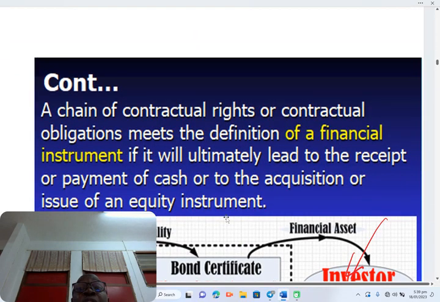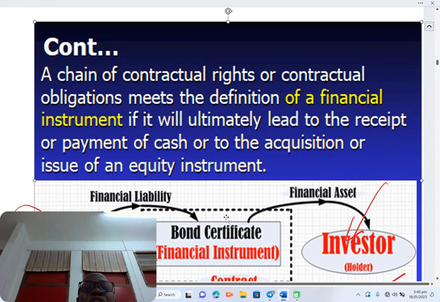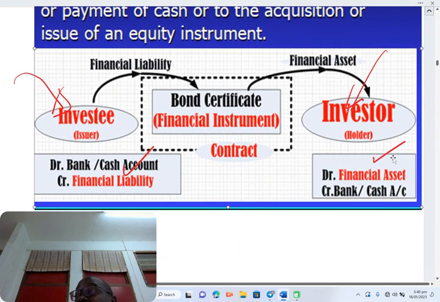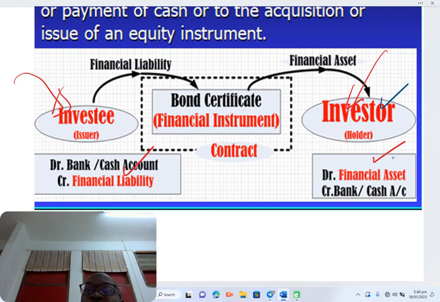So this is how it works on this kind of equity instrument. So a chain of contractual rights or obligations meets the definition of financial instruments. Now, if you issue a bond, we discussed, a bond, there must also be an investor. Correspondingly, there must be an investee. So for a bond, for example, if BOT is selling a bond, therefore BOT is an investee. And if you buy a bond as a person, you are the investor.